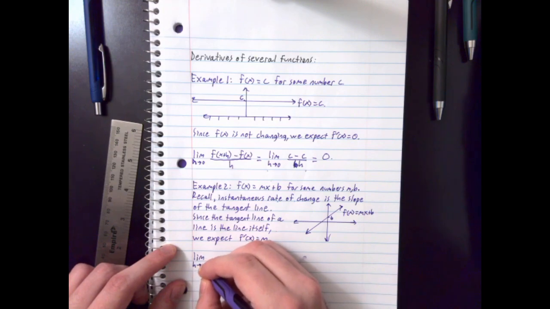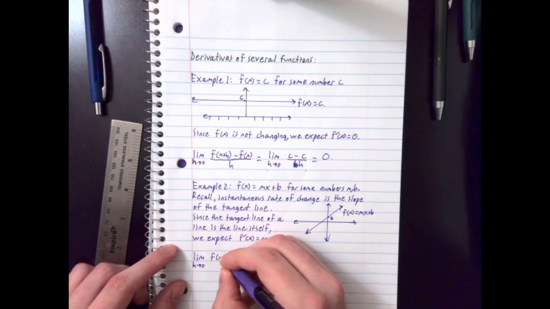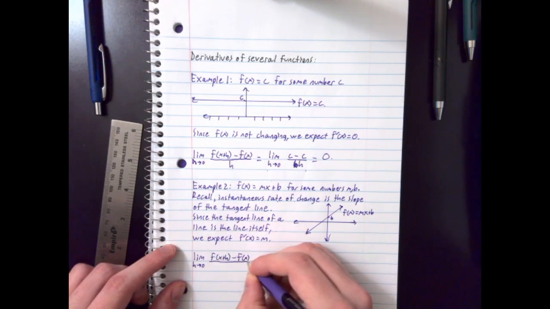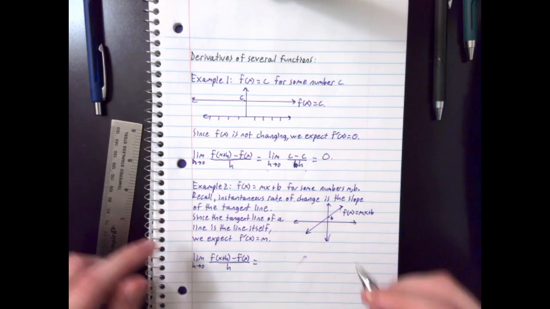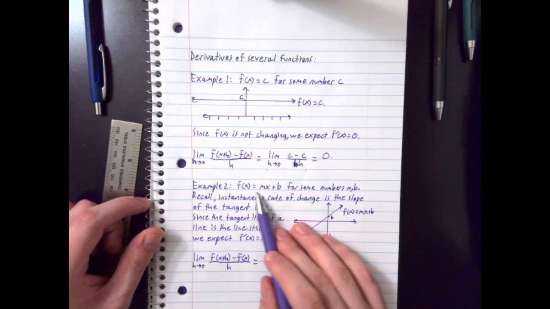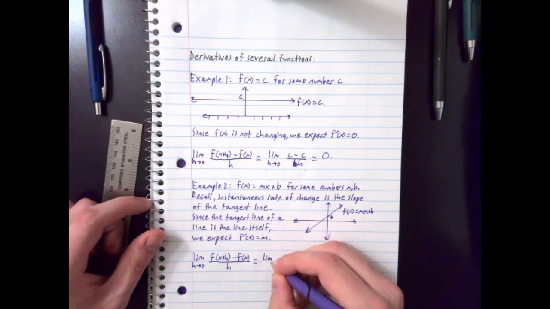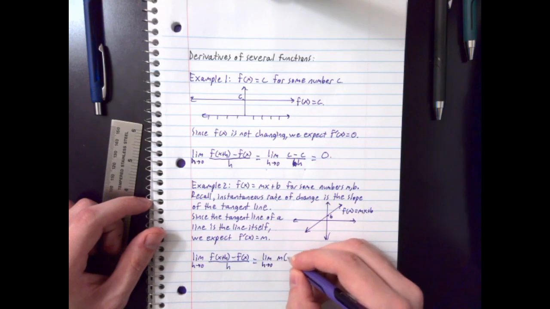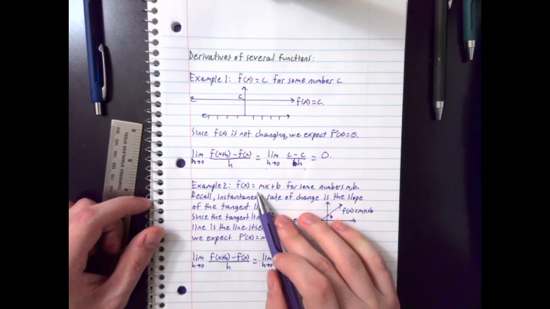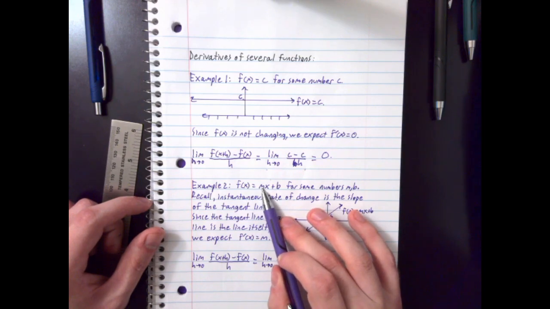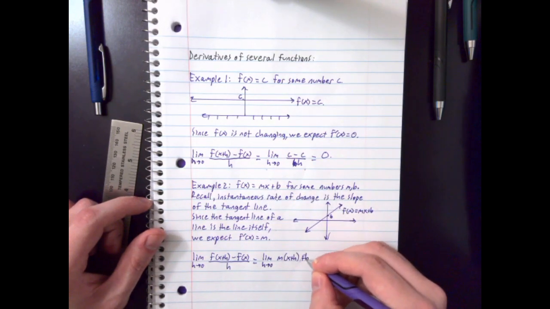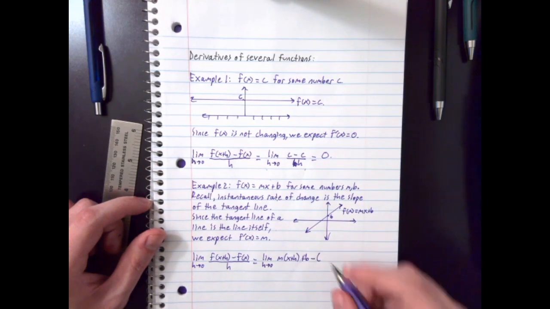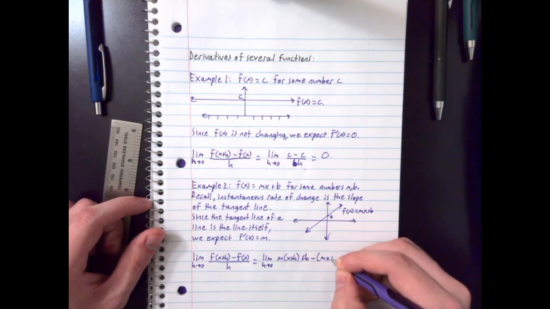So the limit as h goes to 0 of f of x plus h minus f of x divided by h. Now let's go ahead and just put in our definition for f of x. So this is the limit as h goes to 0 of m times x plus h, plus b. All this function is doing is taking our input, multiplying it by m, and then adding b. And then minus f of x, which is just mx plus b.